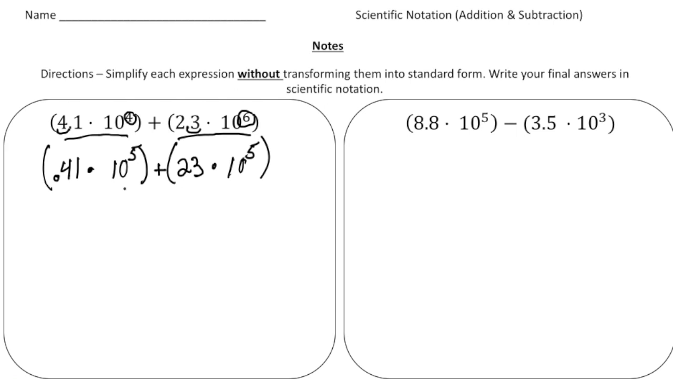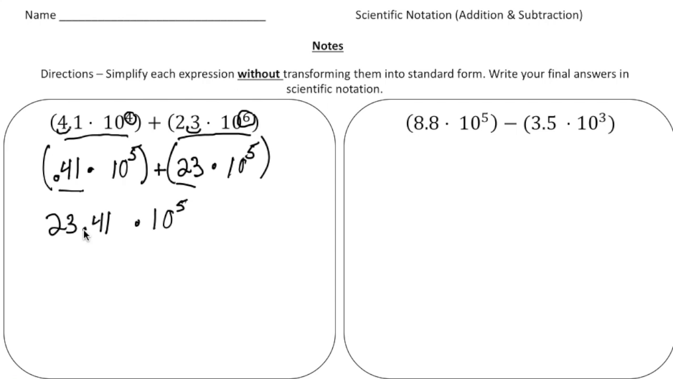Now that we have 10 to the 5th power for each part, we can just add 23. I'm going to underline that, and 0.41, and that gives us 23.41, and then times 10 to the 5th power. Now the answer is pretty close, but now we need to write it in scientific notation, right? Because remember, this can't be left as 23.41.